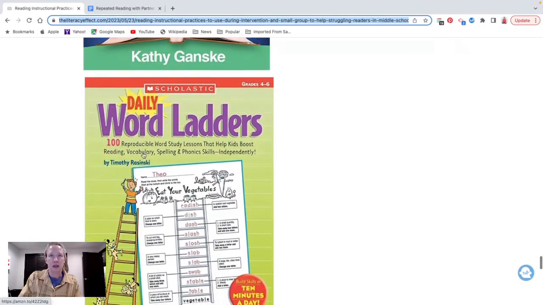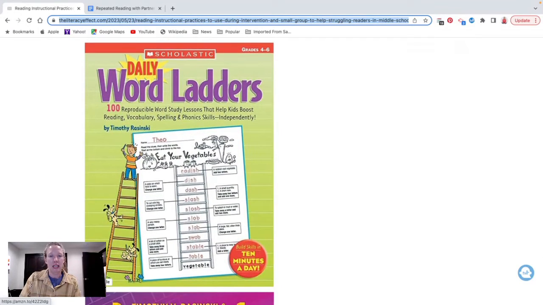The second resource I have here is called Daily Word Ladders, and you can see a picture of what they look like on the cover. I love to use these as warm-ups once or twice a week. It's a great spelling practice. They're fun. Students love them, and also good vocabulary.